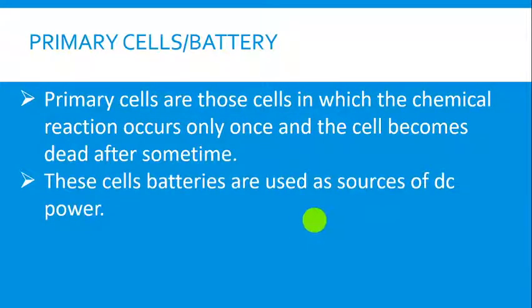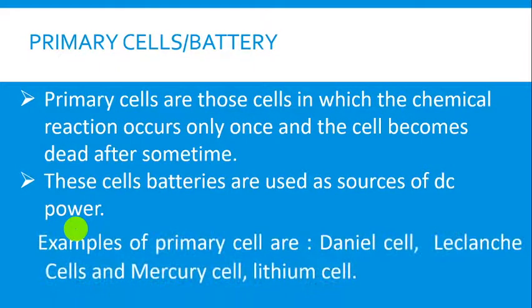These cells and batteries are used as a source of direct current, to power DC circuits. That is the main function of primary cells. They cannot be used for a long period of time. After they have been used up, you cannot recharge them. Examples of primary cells are the Daniell cell, the Leclanché cell, the mercury cell, and lithium cells.